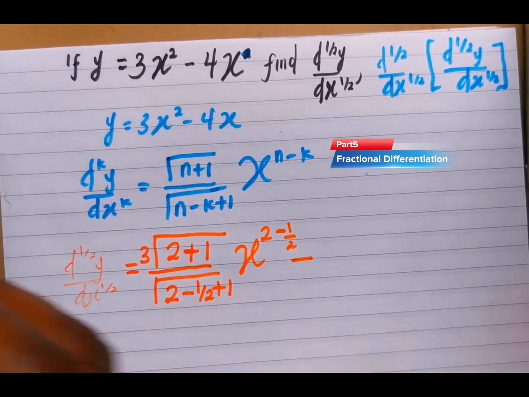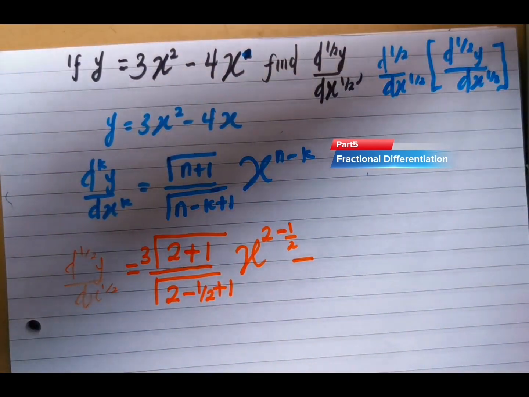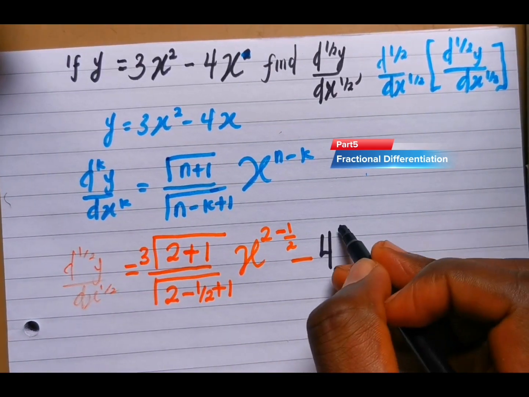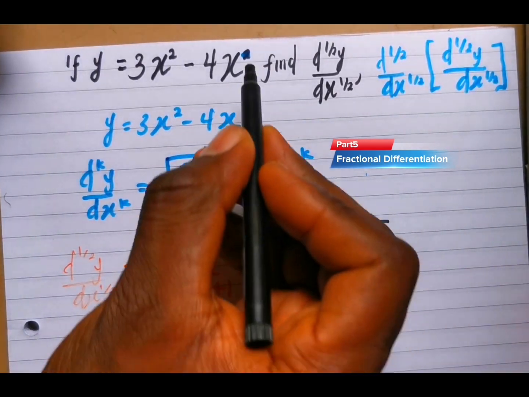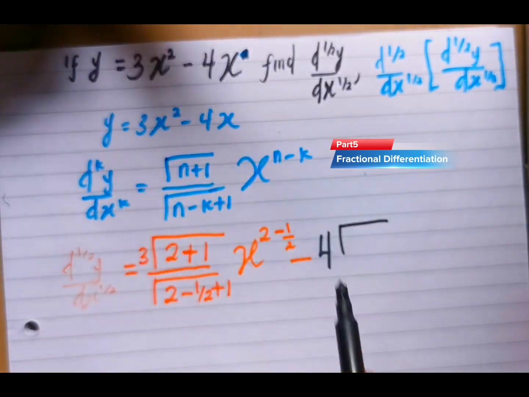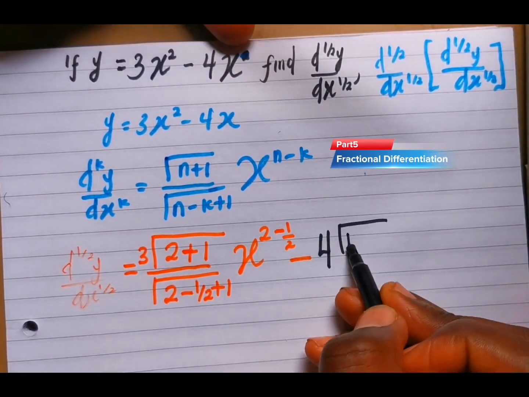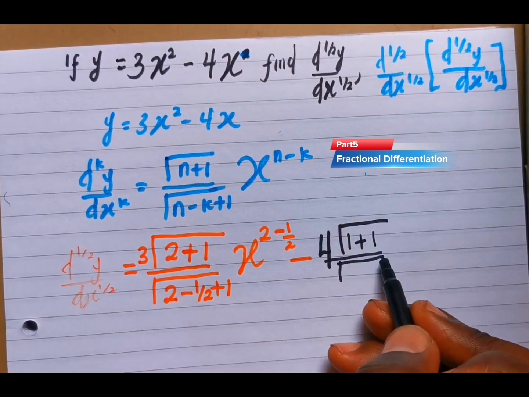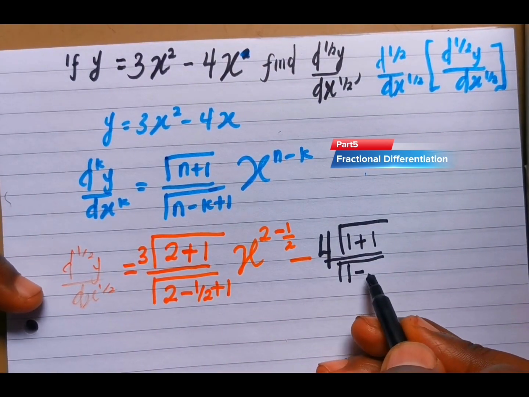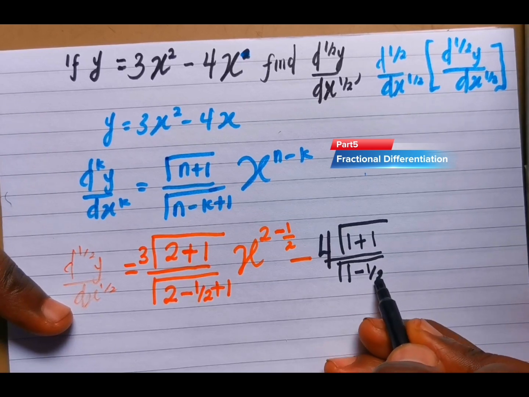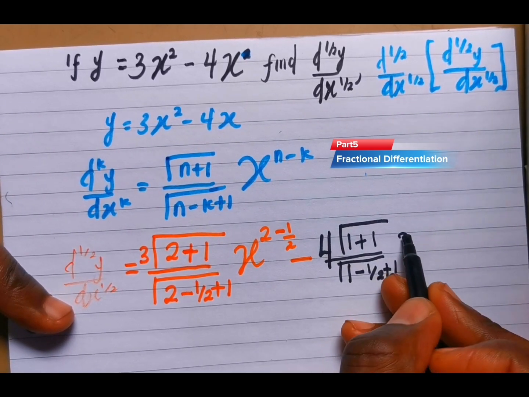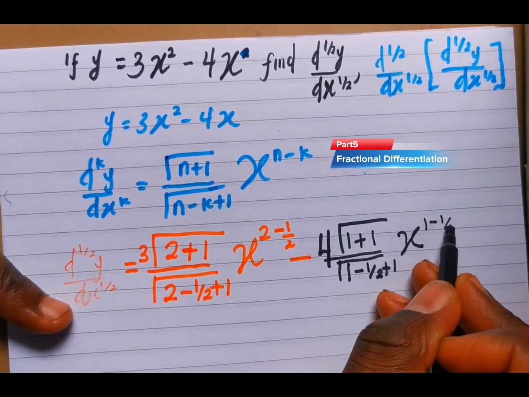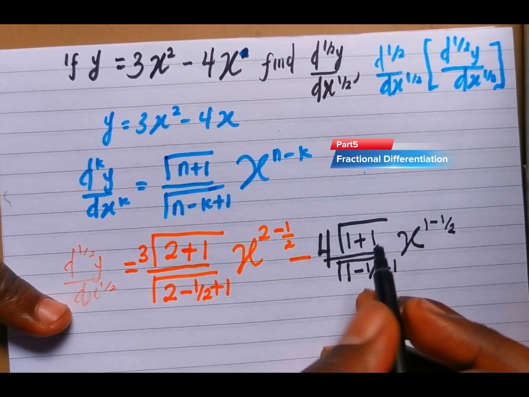Then minus 4 gamma of, what's our n? The power of x is 1. Our n is 1, plus 1, all over the gamma of 1 minus my k, which is 1 over 2, then plus 1. We have x to the 1 minus 1 over 2.